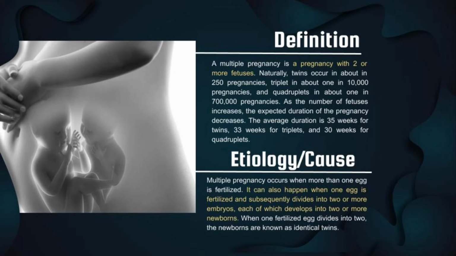Now, what is its cause or etiology? Multiple pregnancy occurs when more than one egg is fertilized. It can also happen when one egg is fertilized and subsequently divides into two or more embryos, each of which develops into two or more newborns. When one fertilized egg divides into two, we can have identical twins.